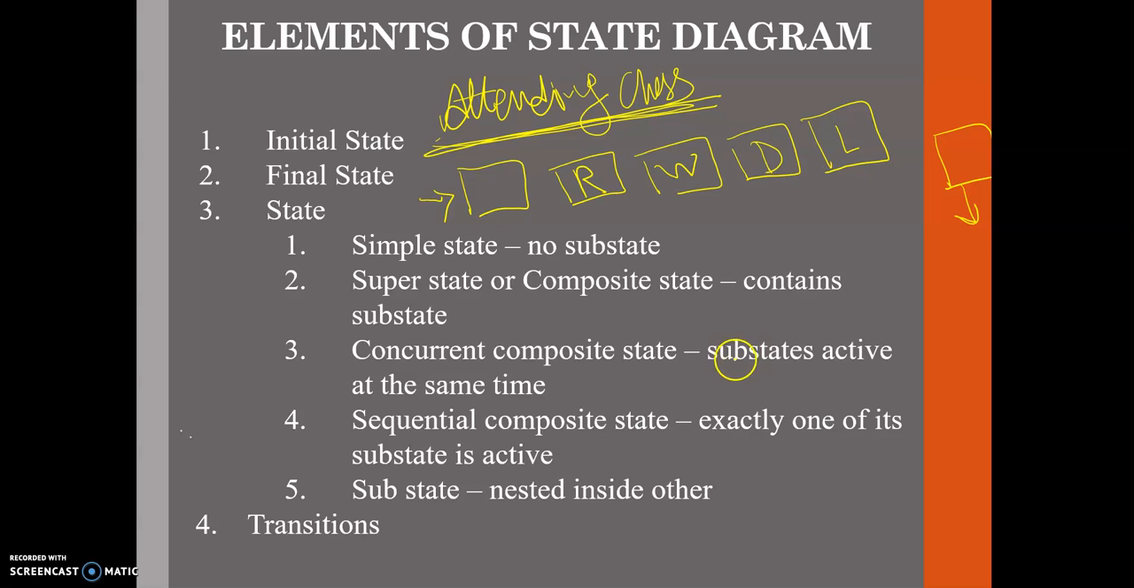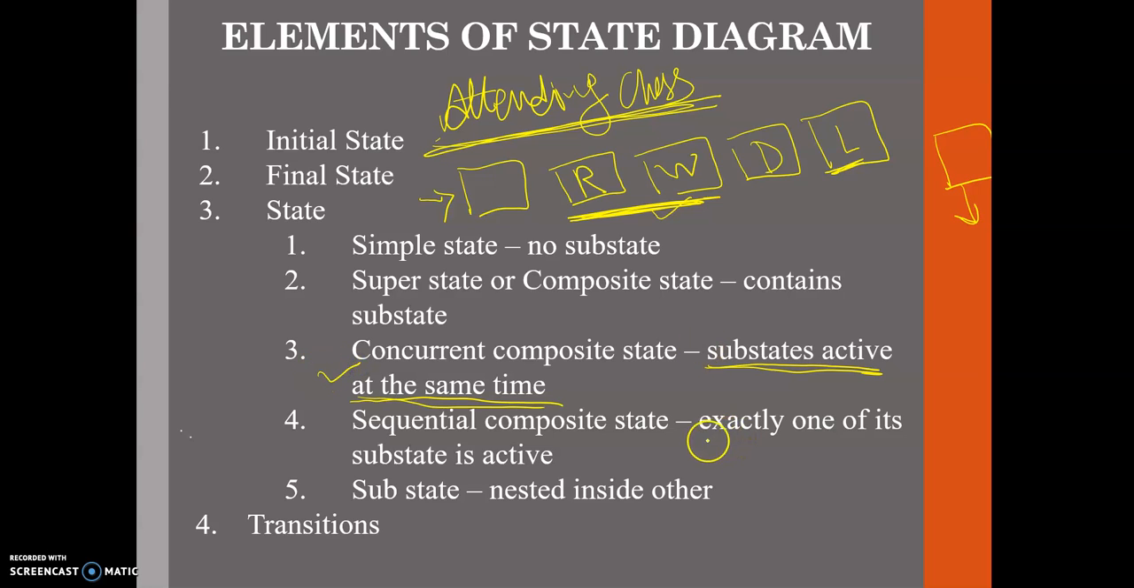But when I say substates active at the same time, suppose your professor is dictating something or displaying something on the board and you have to write your notes. In that case you are reading from the board and writing in the notebook. Two things you are doing together. At the same time you are reading and writing. And if your professor is dictating, you are listening and writing. So this is the concurrent composite state.